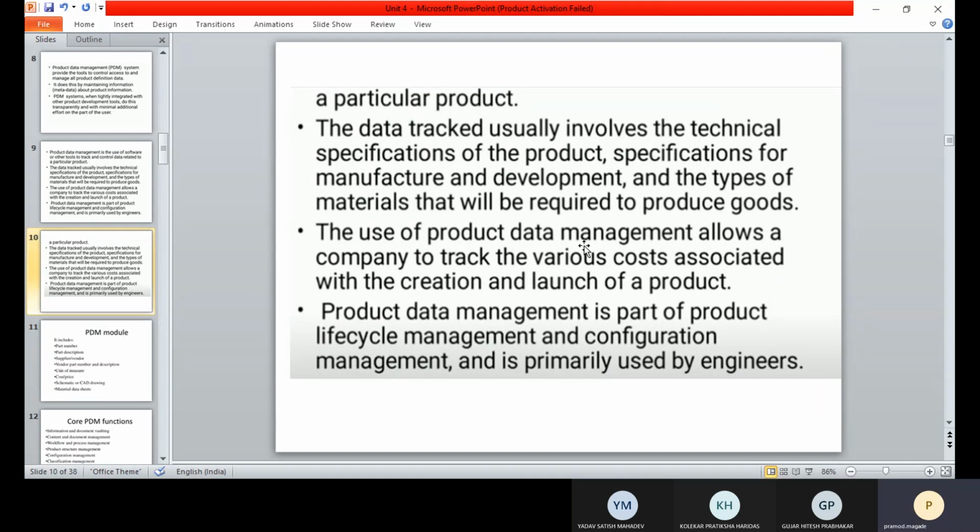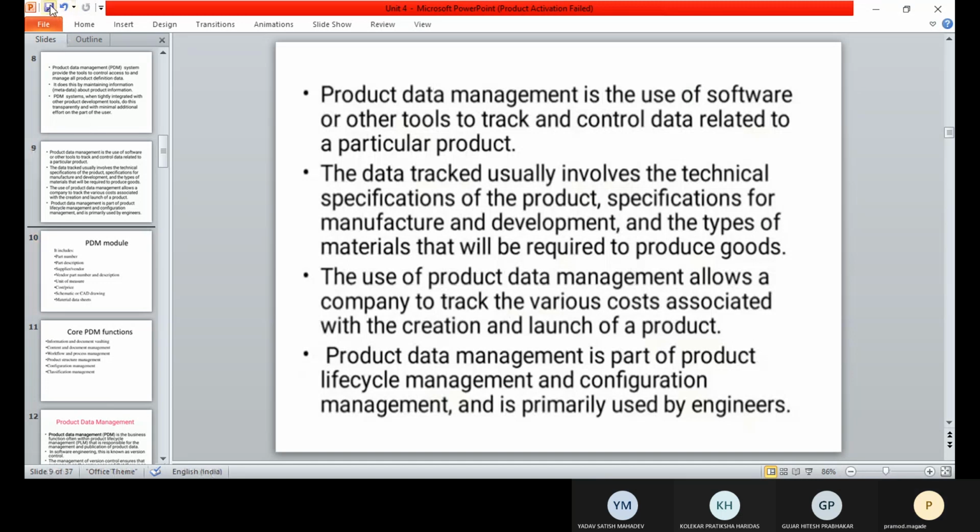So the second point you can write: PDM is used for comparing the cost from the creation to the launching of the product, by considering previous selling records.